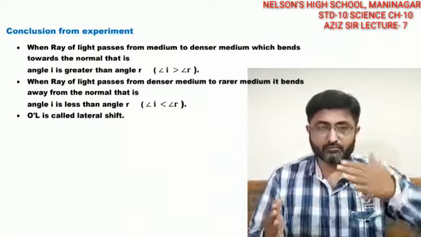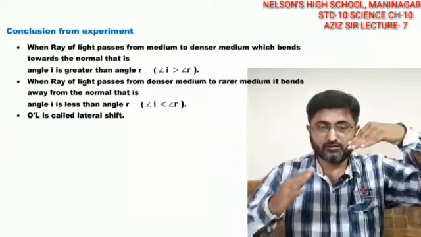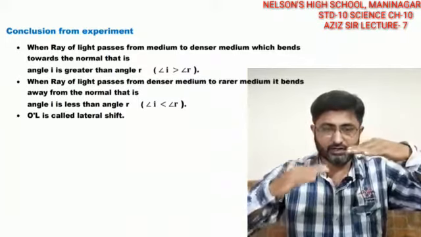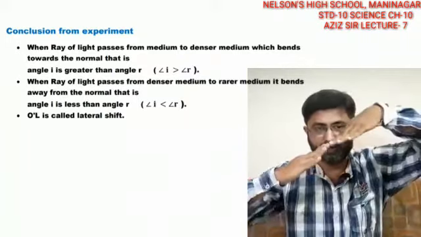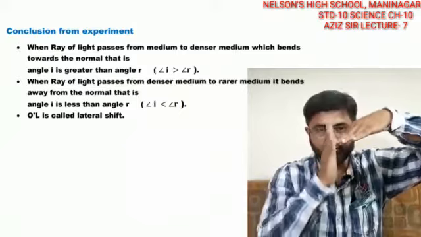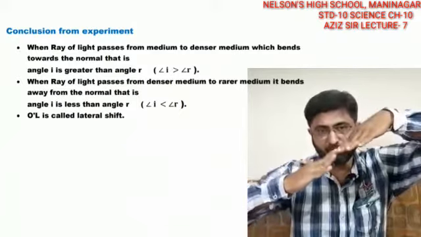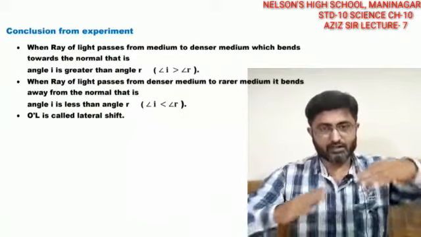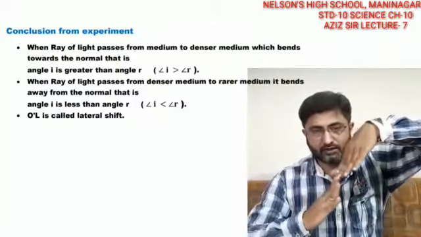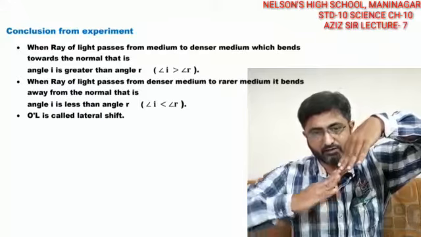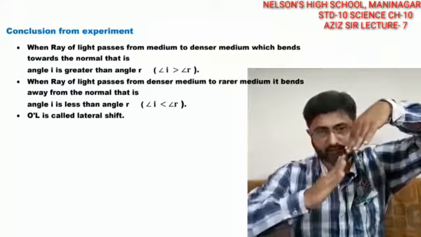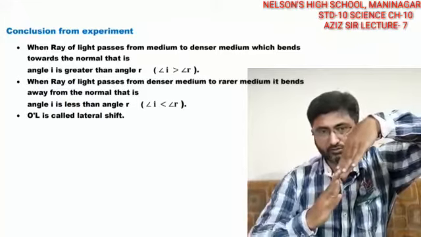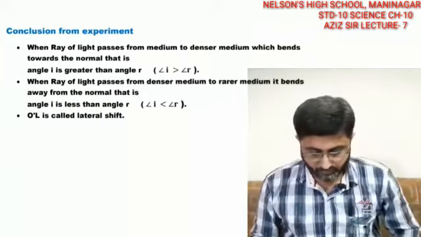First of all, when a ray of light strikes an incident point and goes from a rarer medium to a denser medium, the ray of light bends towards the normal. This is the normal, and it bends towards the normal. From a denser medium to a rarer medium, the light should go this way, but it bends away from the normal. It should be like that, but it bends away from the normal.